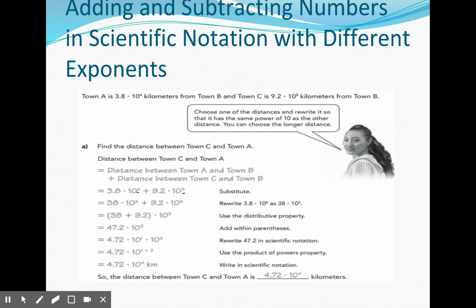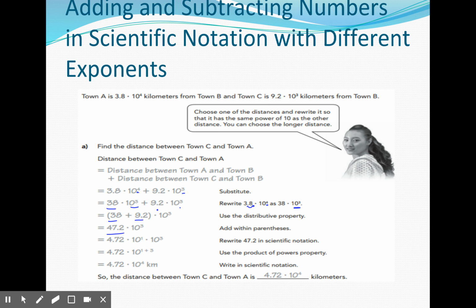So in order to do that, we need to rewrite 3.8 times 10 to the 4th using the exponent of the 3 instead. So we're going to move our decimal to the right one so we can drop that exponent down to a 3. So we get 38 times 10 to the 3rd now, plus 9.2 times 10 to the 3rd. And now we can just go in and add 38 and 9.2, where we get 47.2 times 10 to the 3rd.